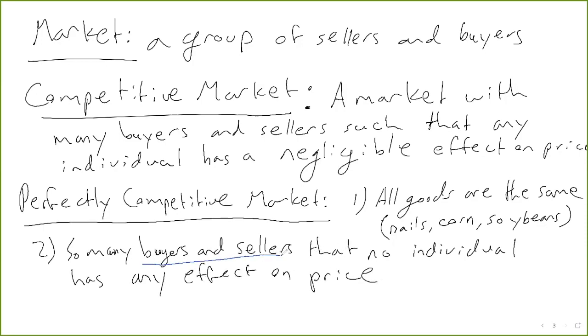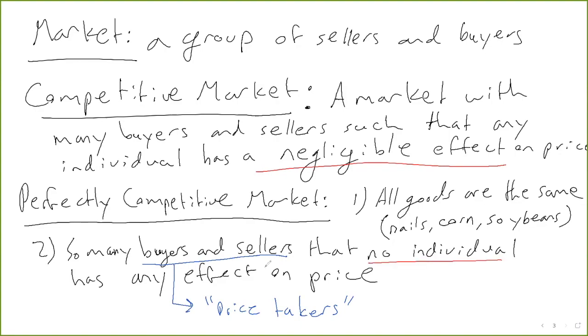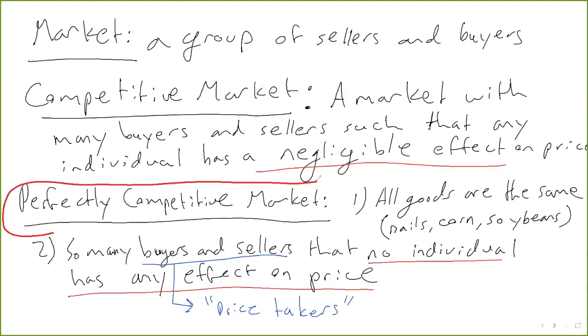So in this case, when the buyer or sellers can't influence price at all, we say they are price takers. And pay attention to the nuance, right? In the competitive market, buyers and sellers had a negligible effect, a little bit of effect still, but in the perfectly competitive market, there's no effect on price. And throughout this chapter, we're going to assume that markets are perfectly competitive.